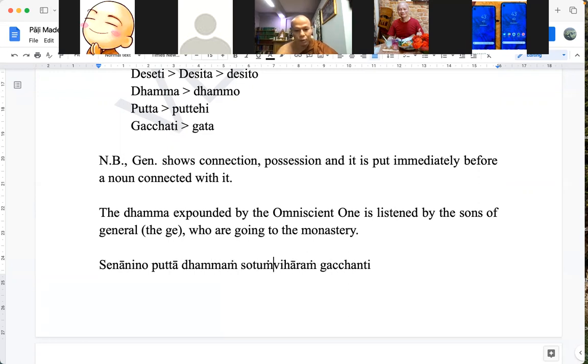So Dhamman Soto. And then, so Desi Dam. So Sinanino Buddha, Sabenyuna Desi Dan Dhamman Soto, we had a Gachanti. So the same or not? So this would translate into this: the general's sons are going to the monastery to listen to the Dharma expounded by the general. Right.